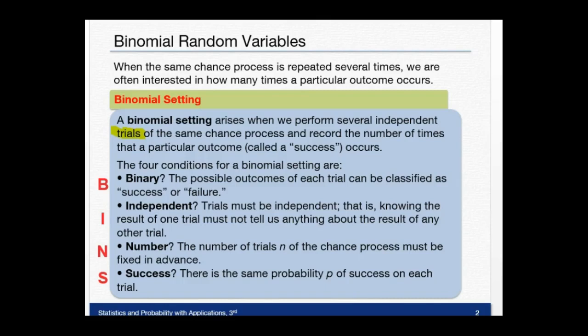And then S is for success. There's the same probability of a success for each trial. And that goes hand in hand with being independent. But those are the 4 criteria: binary, independent, number, and success. All 4 of those. So pause the video, write those down.